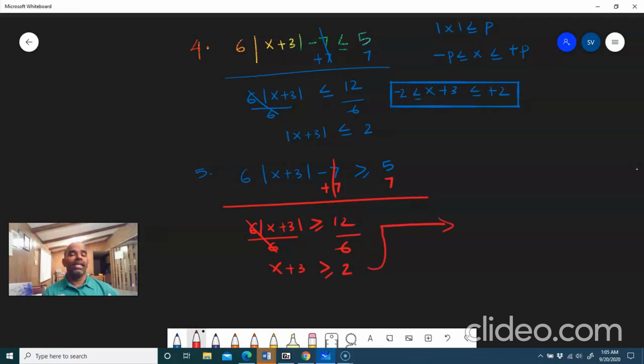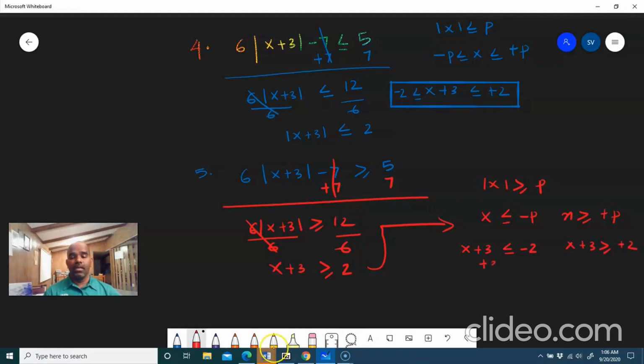Our case 3 says that the absolute value of x greater than or equal to p means x less than or equal to negative p and x greater than or equal to positive p. That was my mistake earlier. This is the condition for the equation also. So the absolute value of x plus 3 greater than or equal to 2 means x plus 3 less than or equal to negative 2 or x plus 3 greater than or equal to positive 2.